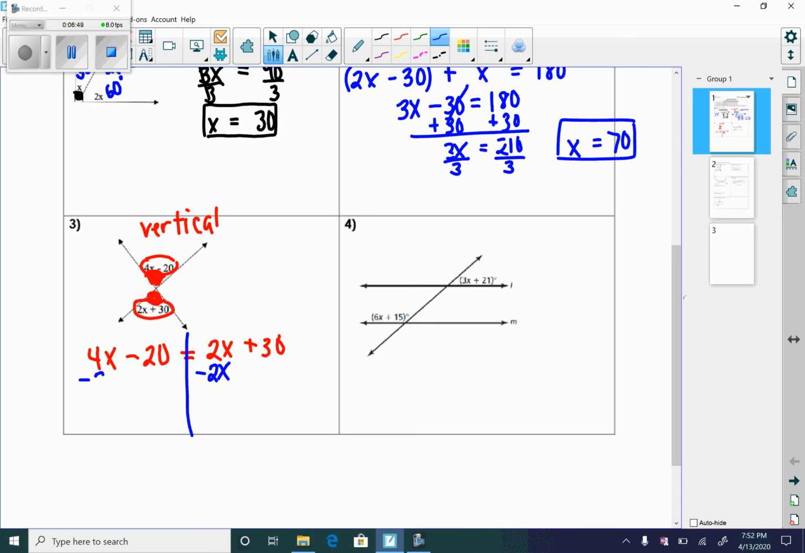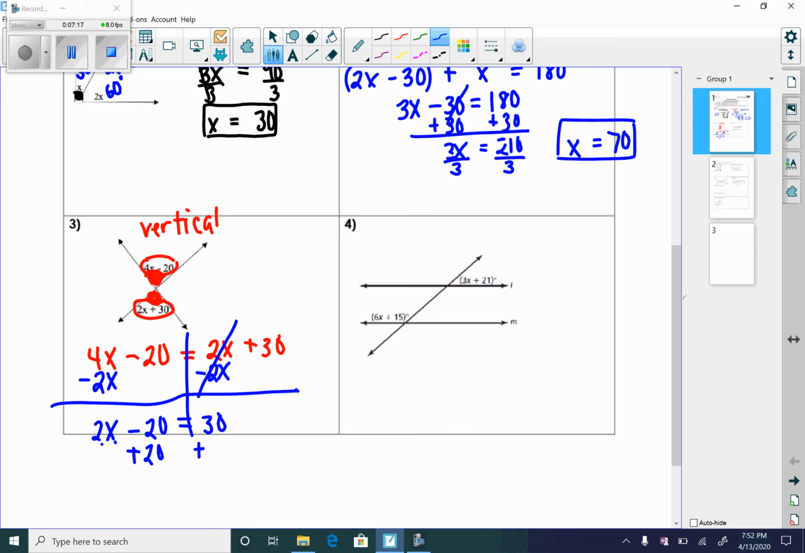And if I do it on that side, I'm going to do it on this side. I could have also subtracted 4x from both sides, but I generally eliminate the term with a smaller coefficient, so I'm not dealing with negatives. So positive 2x and negative 2x cancel. 4x minus 2x is 2x minus 20. And we have a nice two-step equation, which is what we want.